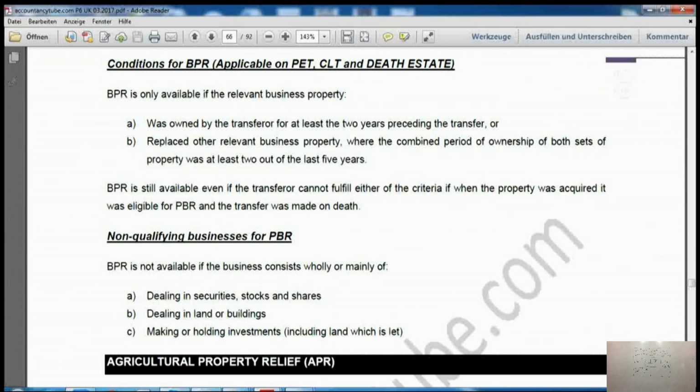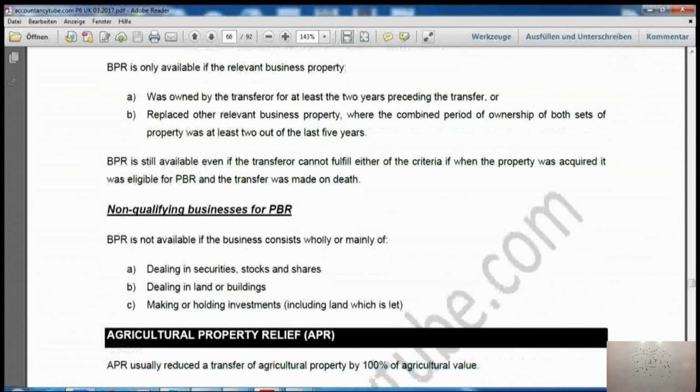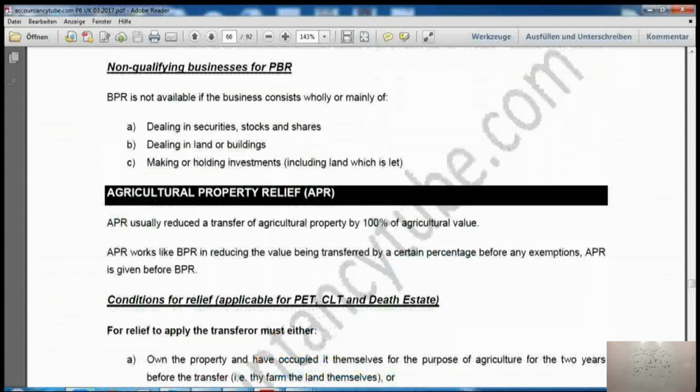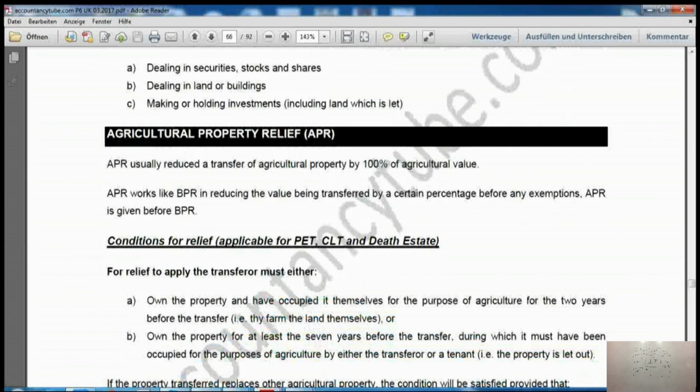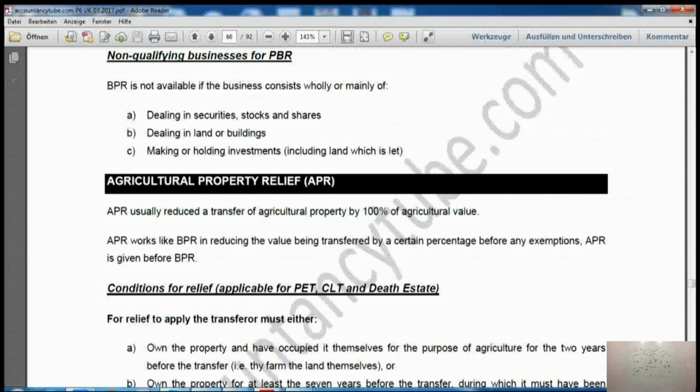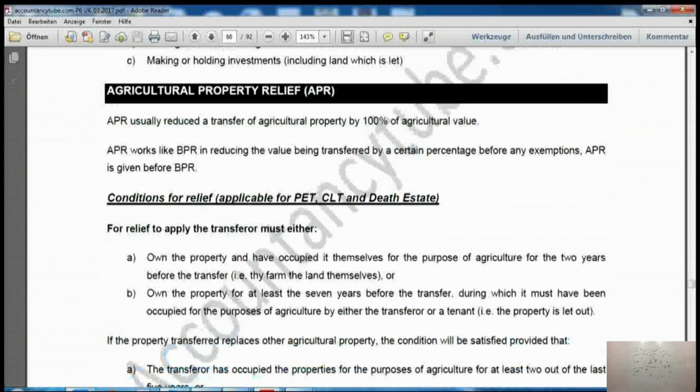Alright, now non-qualifying assets for BPR, it's not PBR, it's BPR, business property relief. BPR is not available if the business consists wholly or mainly in dealing in securities, stocks and shares, dealing in land and building, and making holding investment. So it would be investment property. If it is investment property, then business relief won't be available. If it is business property, business relief would definitely be available.